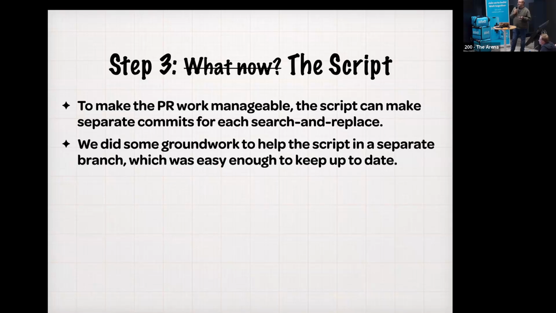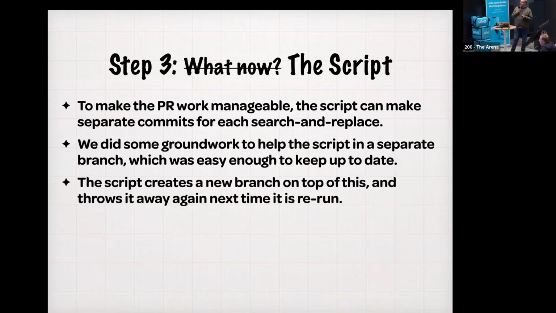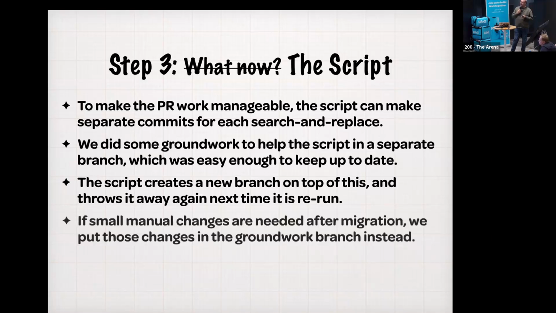We did some groundwork for this, like changing some of the things that seemed too complicated to script. We did a few small changes in a separate branch, which can easily be kept up to date because it doesn't have huge changes. Then the script, when we run it, will create a new branch on top of this groundwork branch, and it throws all of that work away the next time you run the script. So every time we recreate it from scratch. And if we need some small manual changes after the migration, we instead put them into the groundwork branch, so they're applied before, which means that branch will probably not build, but once you've run the script, it should build.